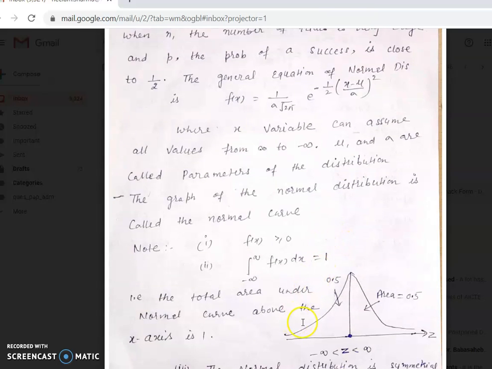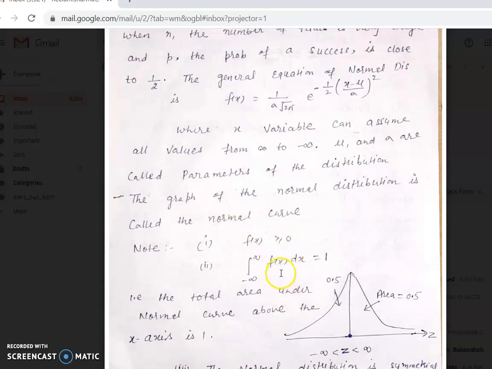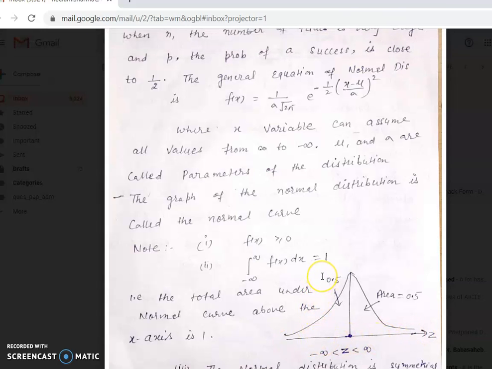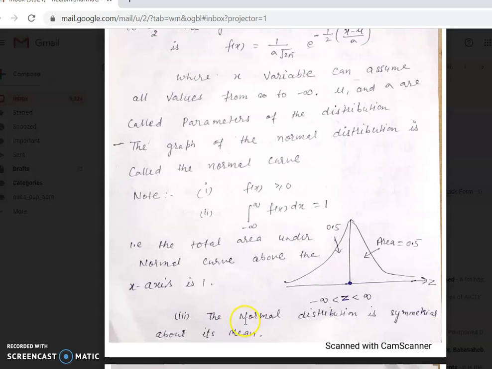And you have the graph. This is the normal distribution graph. This is a symmetrical graph, and this graph of the normal distribution is called the normal curve. The value of the given function f(x) is greater than or equal to 0, and the integral from minus infinity to plus infinity of f(x) dx equals 1. What is the meaning of this? That is, the total area under the normal curve above the x-axis is 1.